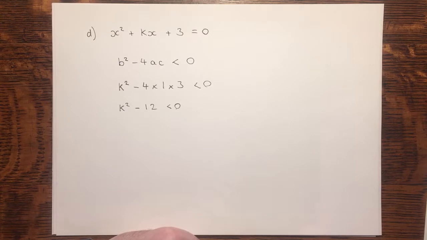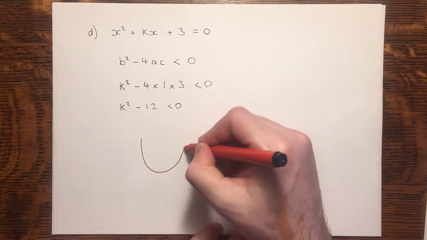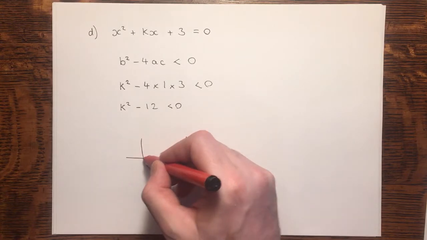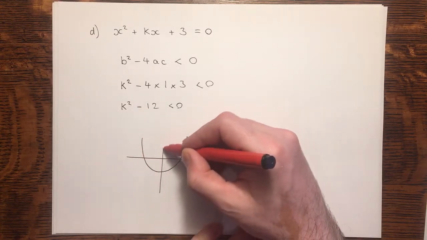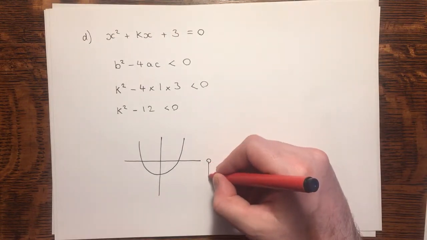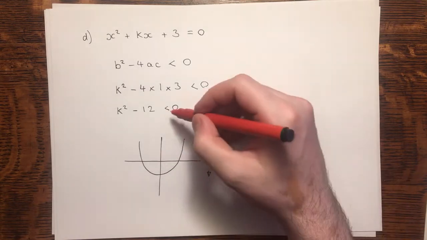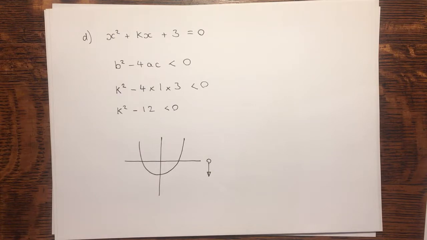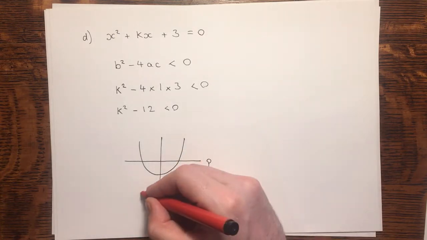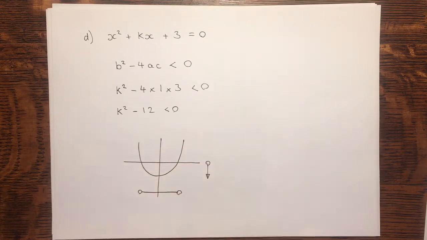However, there's something more to consider. In this quadratic here, I know that we've got something that looks like this. We are after the area below the axis because we're looking at less than 0. That means we're looking at a region in between two possible solutions for k squared.